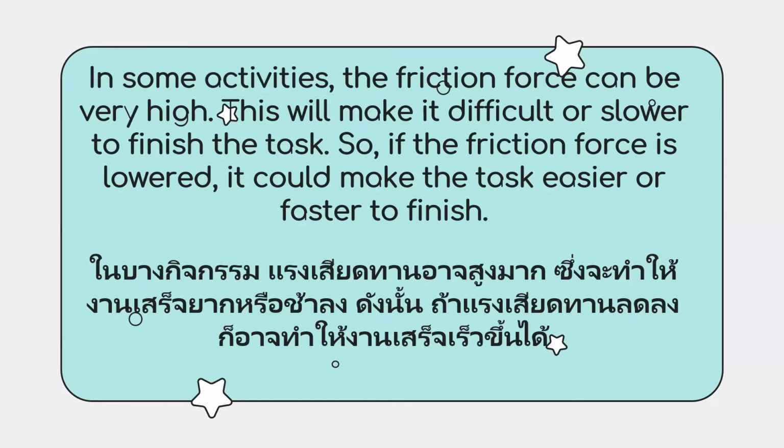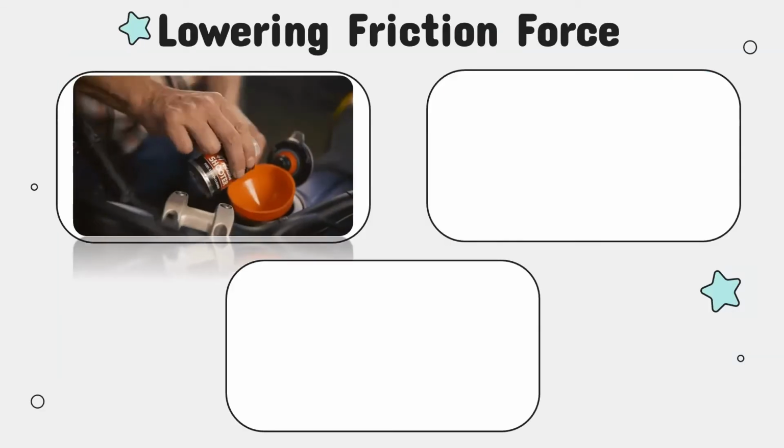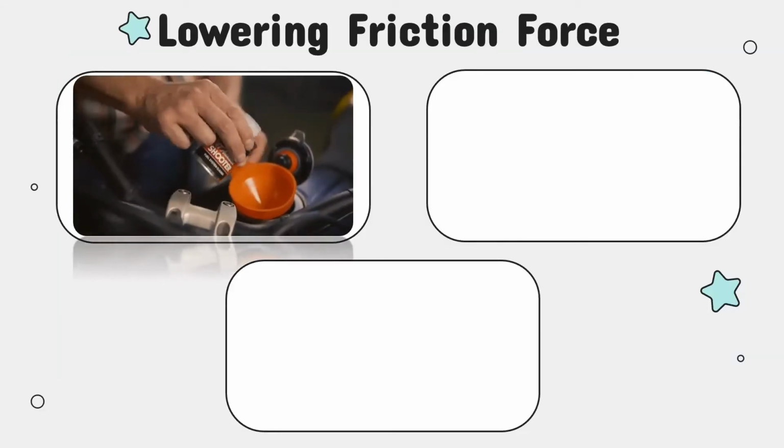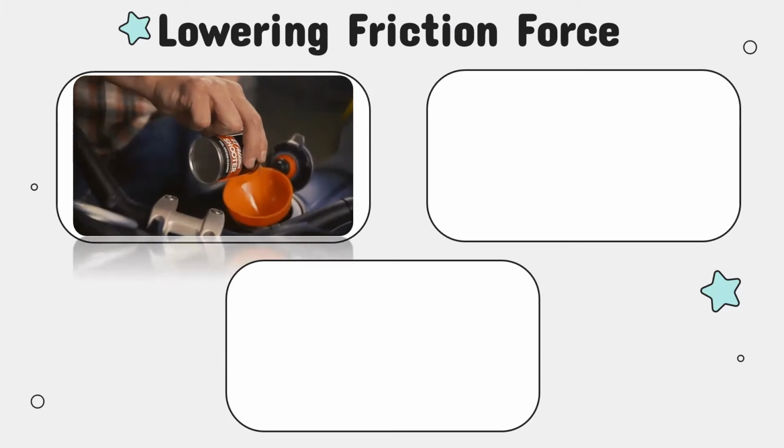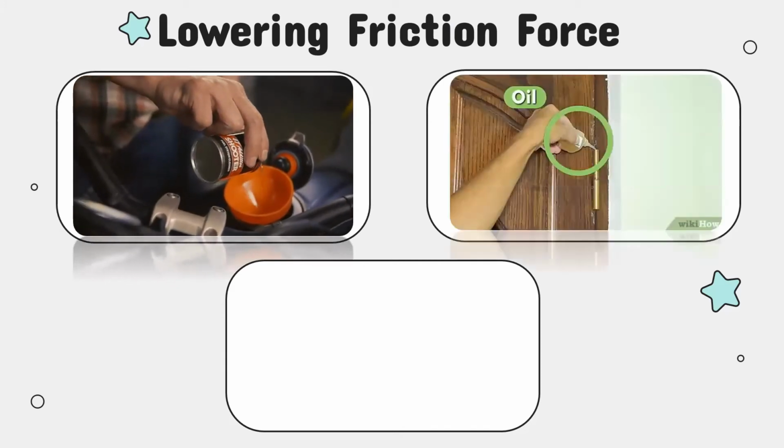Class, in some activities, the friction force can be very high. This will make it difficult or slower to finish the task. So, if the friction force is lowered, it could make the task easier or faster to finish. Here are some examples where we can lower the friction force. We use engine oil or lubricant to make the engine work better. We can also put lubricant on a door hinge to make the door open or close smoothly.